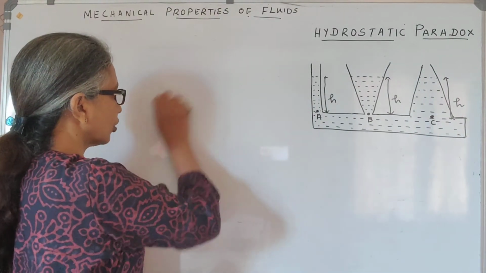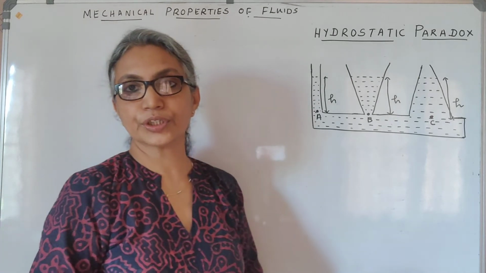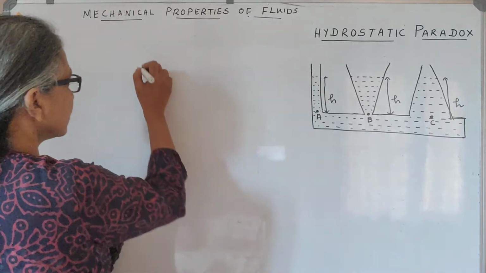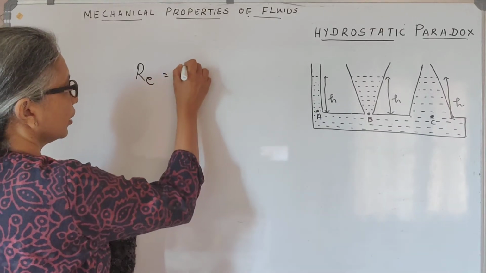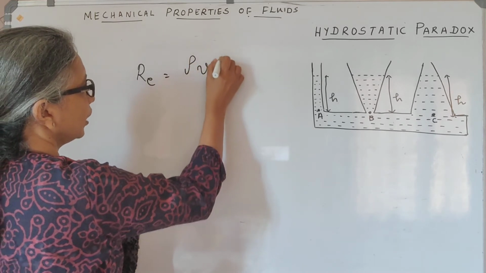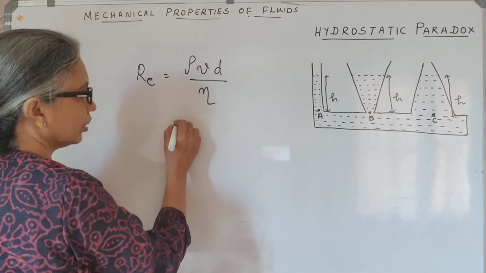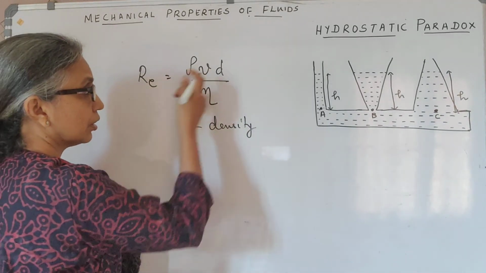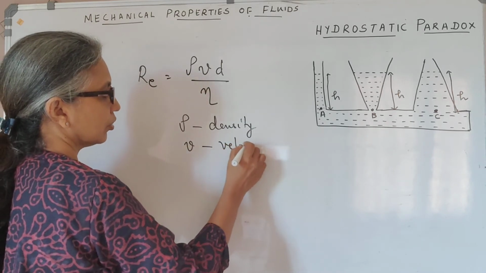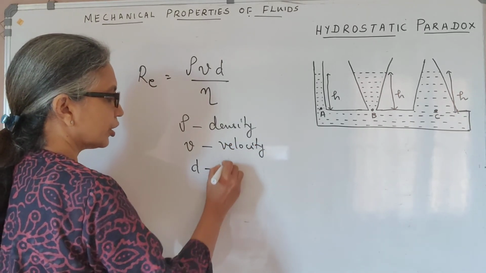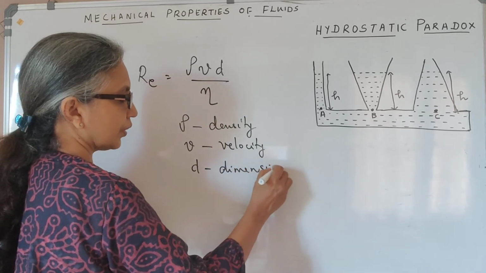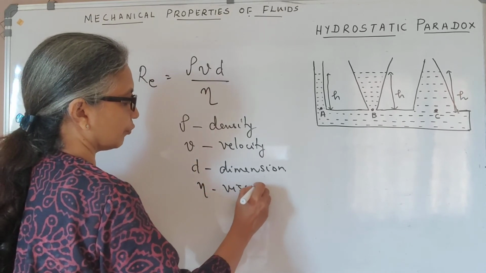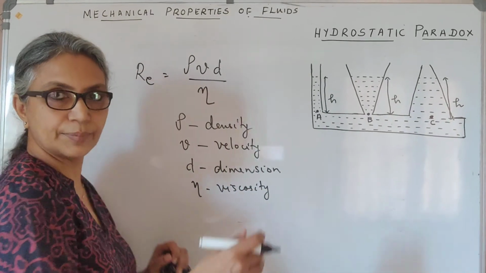Reynolds defined a number called the Reynolds number, which gives us an idea about whether the liquid flow is steady or turbulent. The number is given by Reynolds number equals rho v d by eta, where rho is the density of the fluid in consideration, v is the velocity of the fluid, d is the dimension of the container or the dimension of that pipe through which we are considering the fluid flow, and eta is the viscosity of the fluid. Viscosity we will be discussing in the coming session.